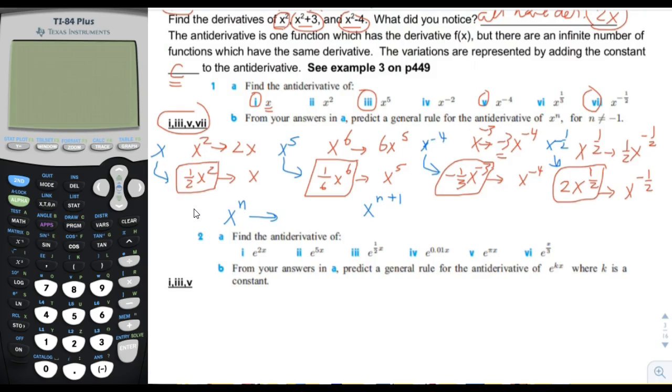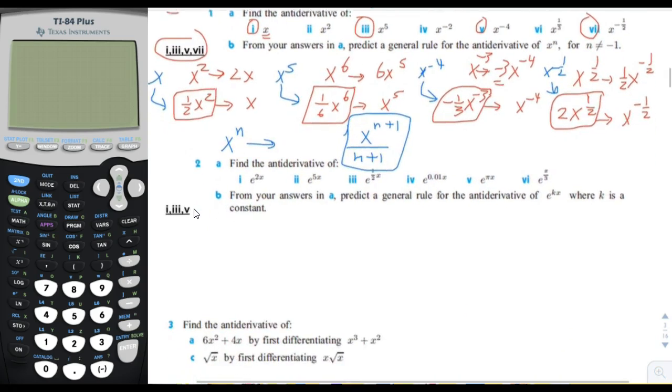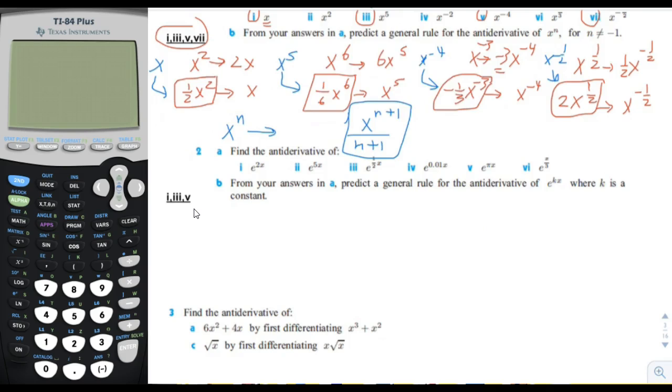And the other thing we're doing is putting n plus 1 in the denominator. Okay, so that's our general rule based on the values that we got here. Number 2, find the antiderivative of, and here again we're just going to do the odds, so we'll do these. 3. Find the antiderivative of these.